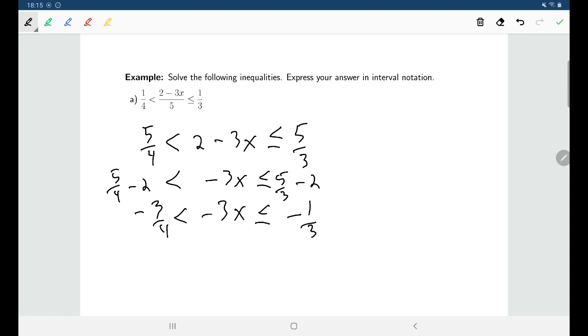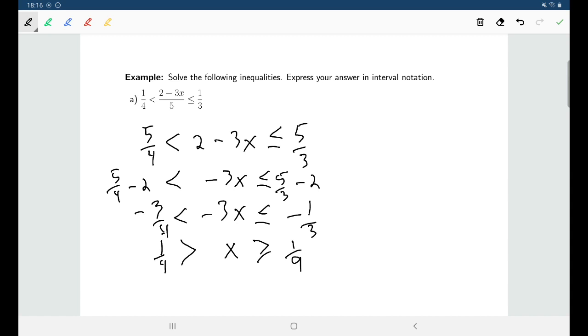And then finally, to solve for x, I'm going to divide everybody by -3, and when I divide everybody by -3, that's going to change the direction of all of my inequalities. So -3/4, when I divide it by -3, I get 1/4. -3x, when I divide it by -3, I get x. -1/3, when I divide it by -3, I get 1/9. And my inequalities will change direction because I divided by a negative. So now I have 1/4 is greater than x, which is greater than or equal to 1/9.